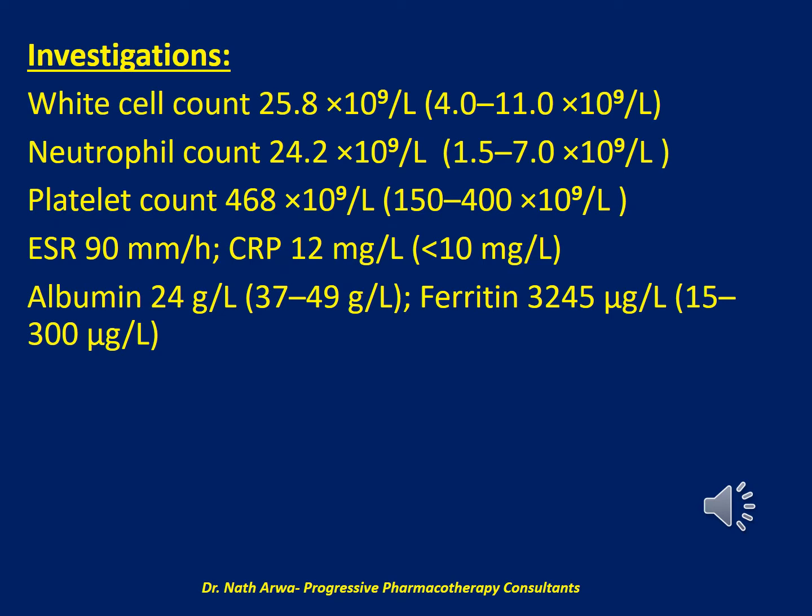ESR is 90 mm per hour. Her CRP is 12 mg per liter. The normal value is below 10 mg per liter. Albumin is 24 grams per liter. The normal value is 37 to 49 grams per liter. Ferritin is 3,245 micrograms per liter. The normal value is 15 to 300 micrograms per liter.